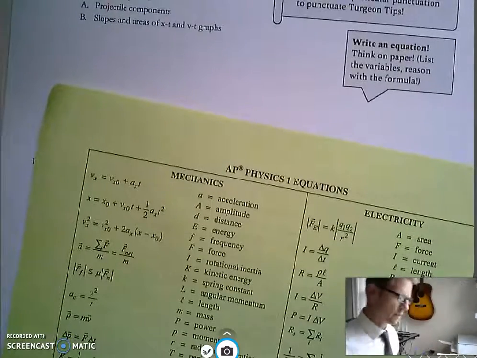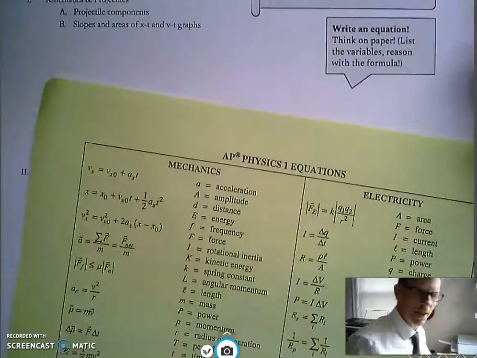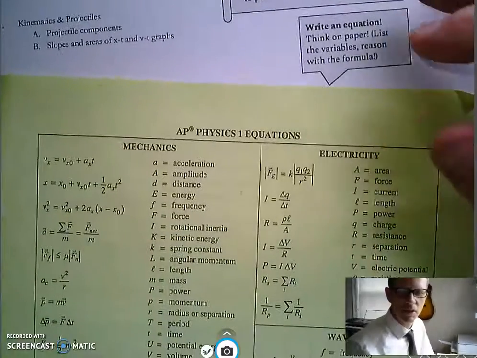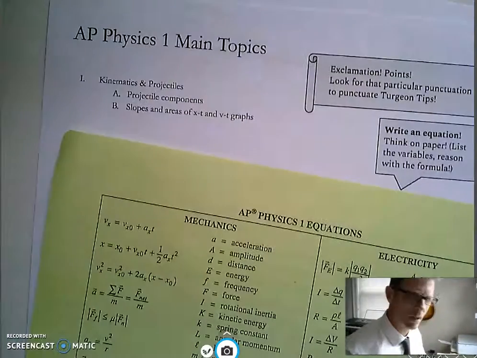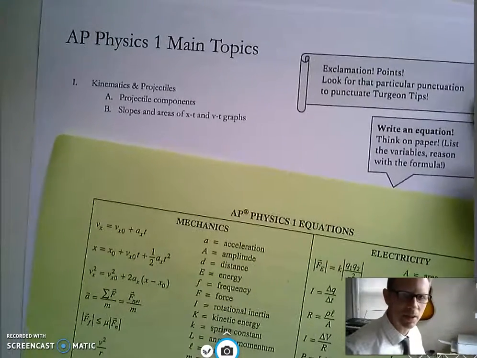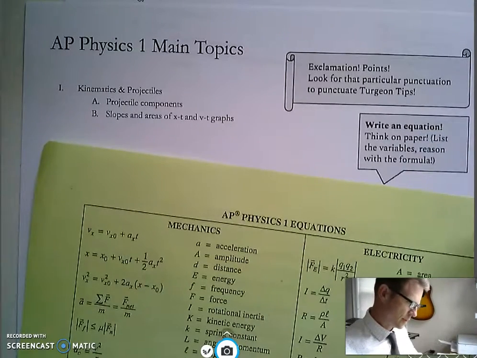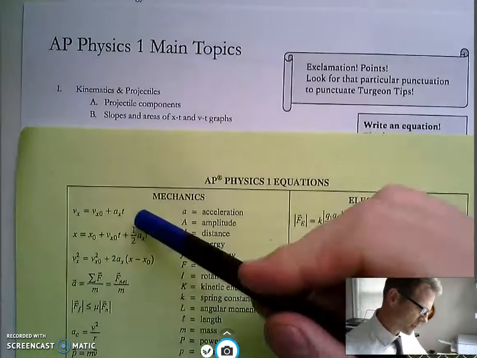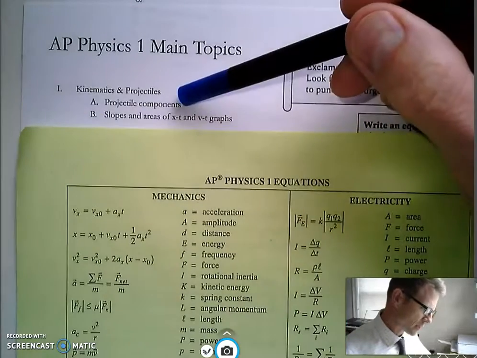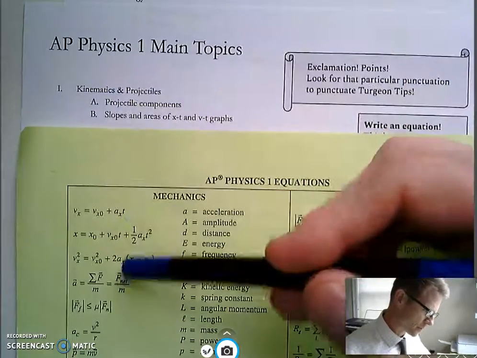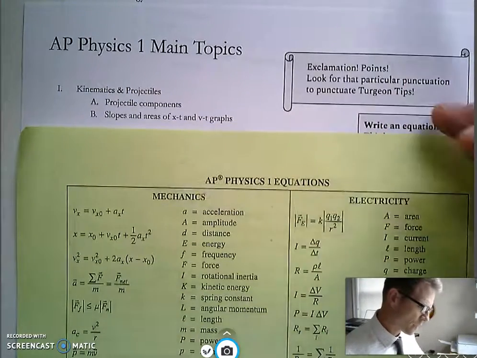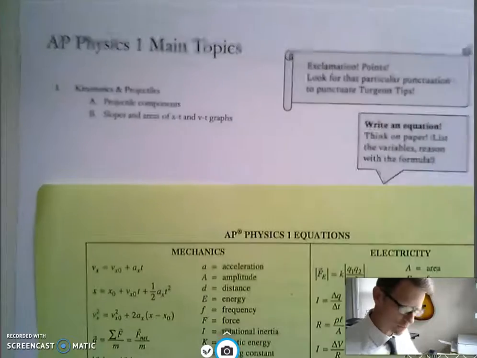15-minute time limit. Let's go. This is designed to be complementary, not necessarily comprehensive. We're calling this main topics, and I'm putting a lot of emphasis on certain things. If I look at the equation sheet, it makes me think of kinematics when you look at this first section here, and we can translate those into different forms.